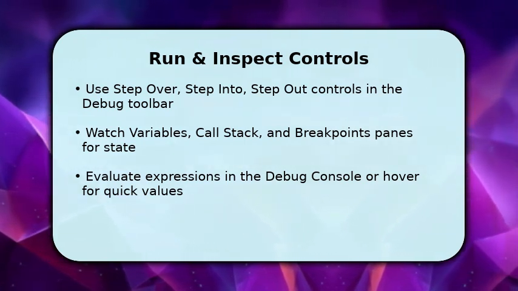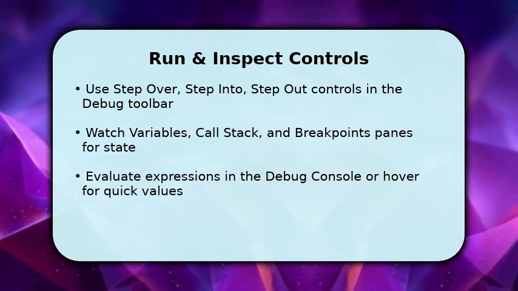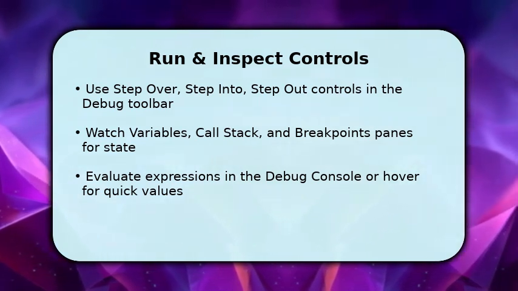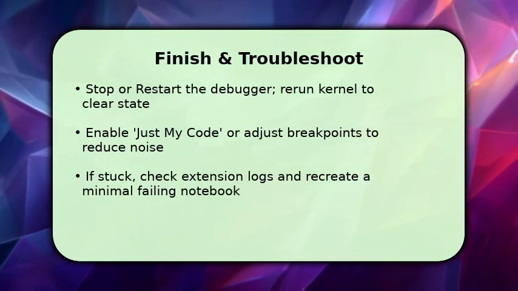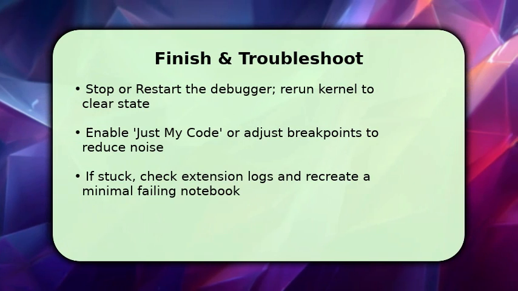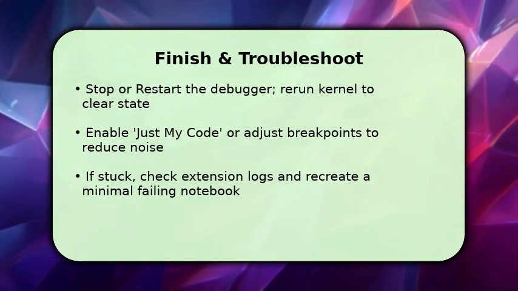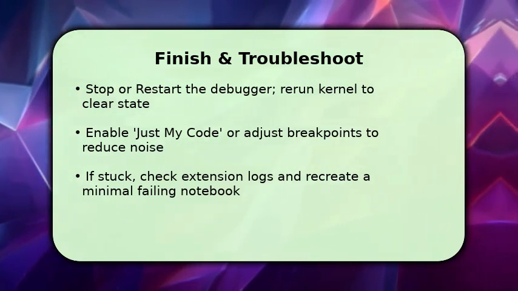Once you see unexpected values, change code or rerun cells. This iterative loop narrows down root causes. To finish, stop the debugger and decide whether a kernel restart is needed to clear lingering state. Often a fresh kernel prevents stale variable confusion.